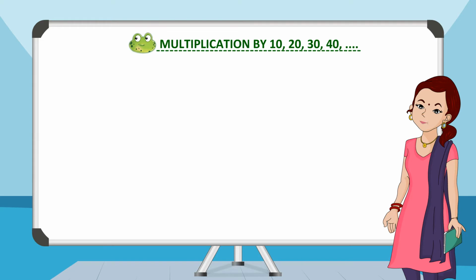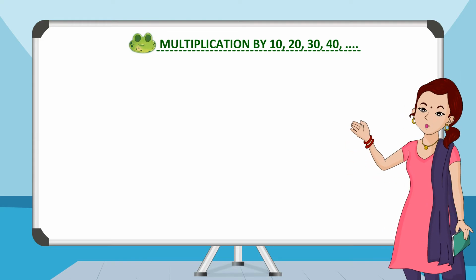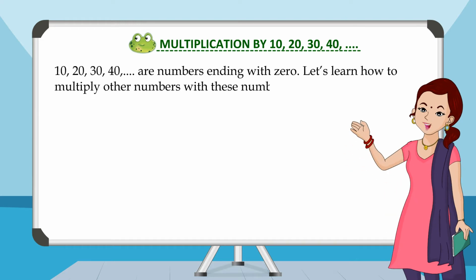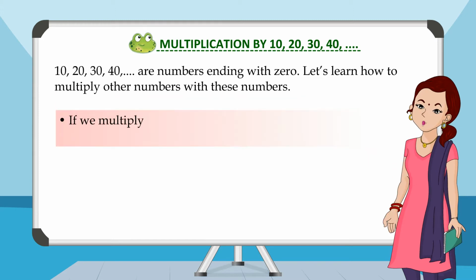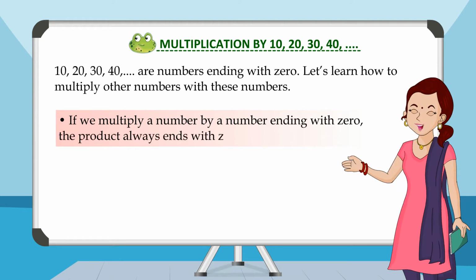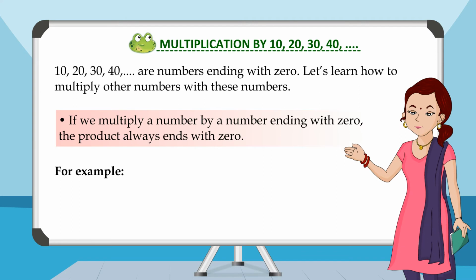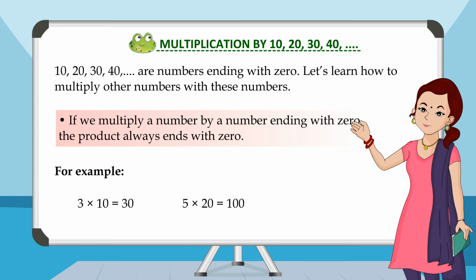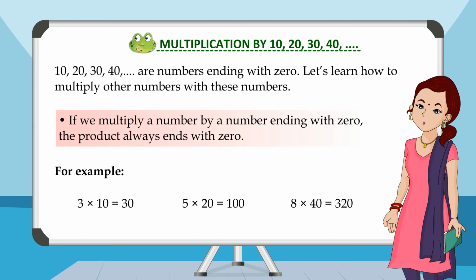Multiplication by 10, 20, 30, 40, and so on. 10, 20, 30, 40, and so on are numbers ending with 0. Let's learn how to multiply other numbers with these numbers. If we multiply a number by a number ending with 0, the product always ends with 0. For example, 3 × 10 is equal to 30. 5 × 20 is equal to 100. 8 × 40 is equal to 320.